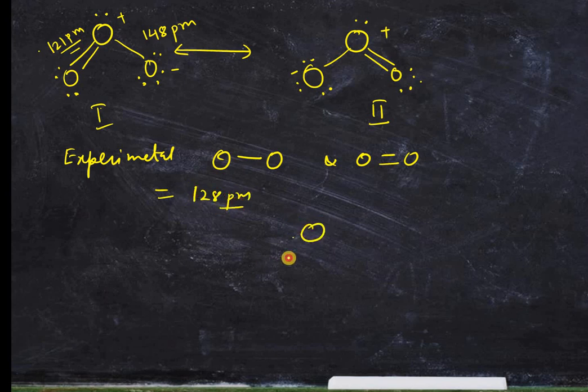So if you look at the ozone structure, this bond length is the same in both oxygens, which is 128. The structure in which all the bond lengths are the same, regardless of double bond or single bond, is called a resonance structure. So here structures 1 and 2 represent the two canonical forms, while structure 3, which is here, represents the resonance hybrid, which resembles structure 1 and structure 2 as well.